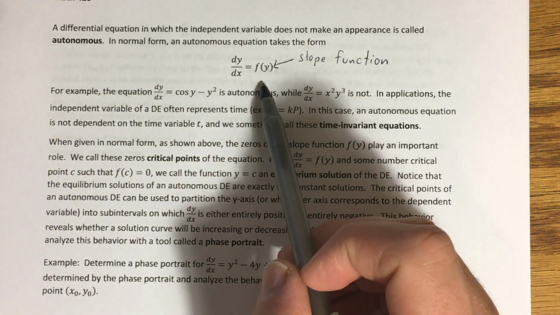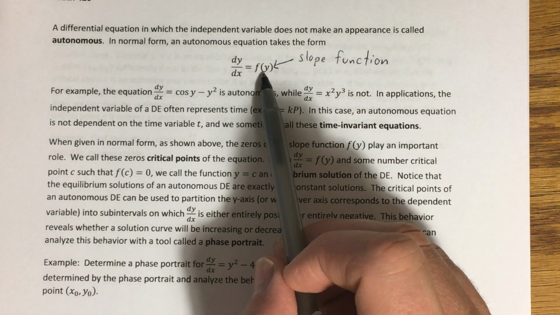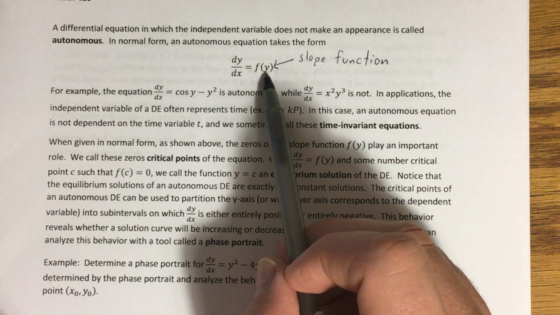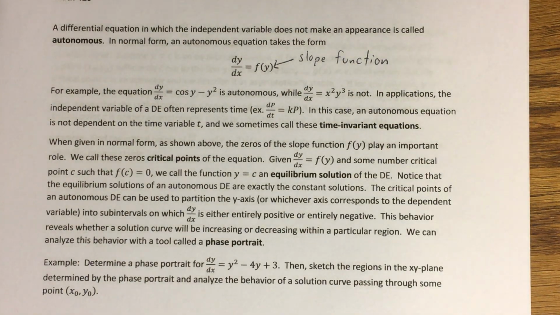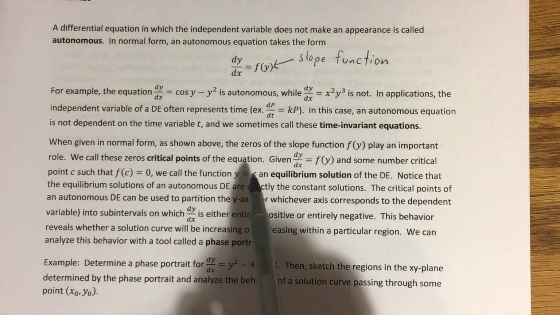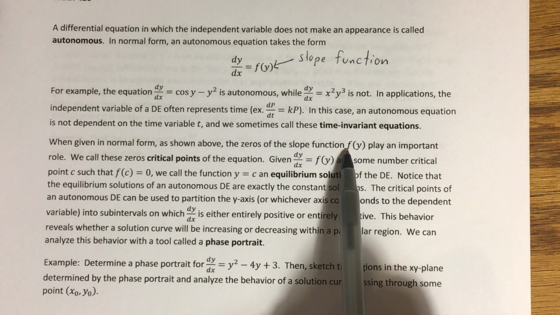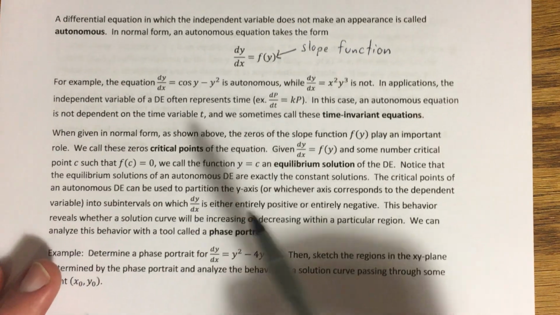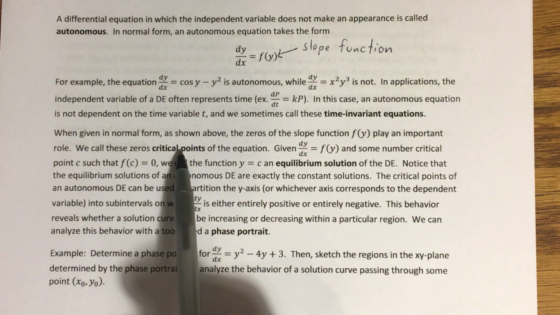So in this case, I want to look specifically at this slope function. Because it's a function of only one variable, I can typically find zeros without much trouble, unless it's a complicated function and algebraically that might be difficult to do. But if we have an autonomous equation and I take that slope function and find its zeros, those zeros play a significant role in the analysis that we do with autonomous equations. We call those zeros critical points.